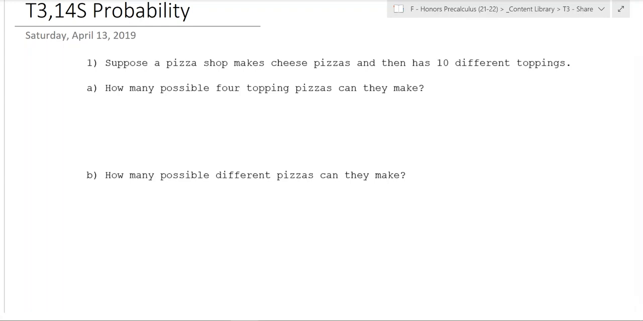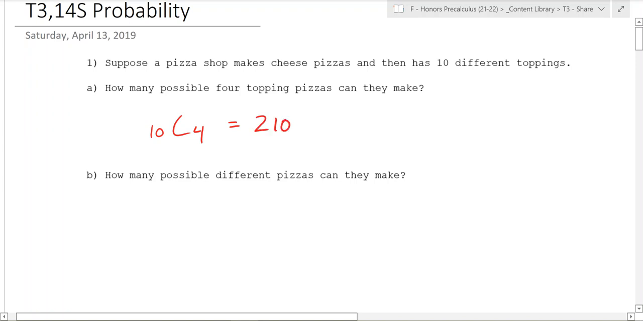Now, one of the things you have to realize is that it doesn't matter what order you choose the toppings in. For example, a pepperoni, mushroom, and sausage pizza is going to be the same thing as a sausage, pepperoni, and mushroom pizza. So in this case, it's going to be 10 choose 4. You can use your calculator to find that, and that is 210. The order does not matter.